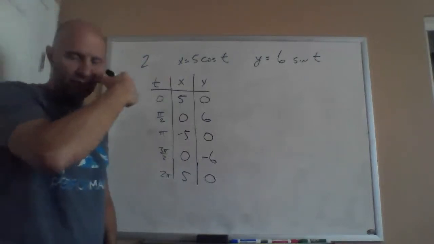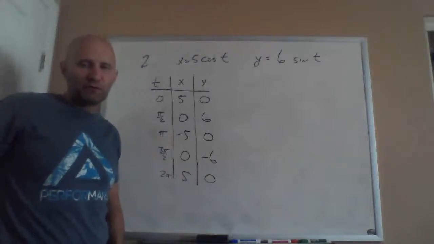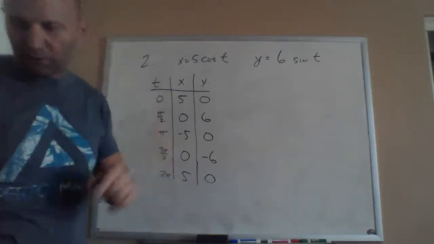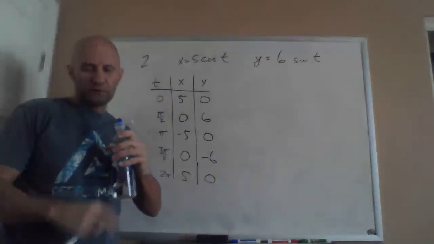Any questions on that before I move on? Why we pick those numbers, how we get those values for the table. And again, if you have a question, just go ahead and hit that exclamation point.